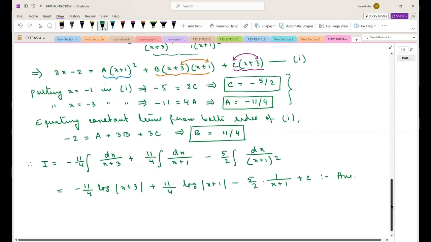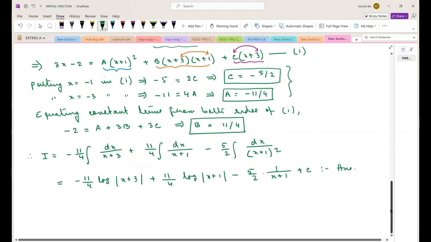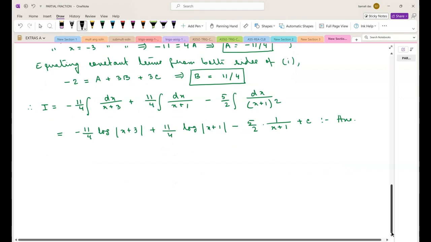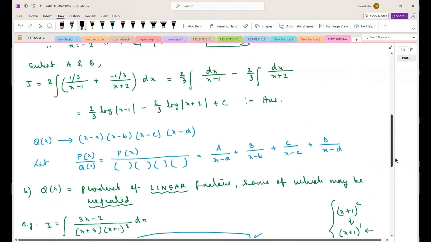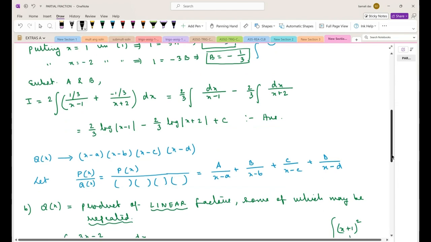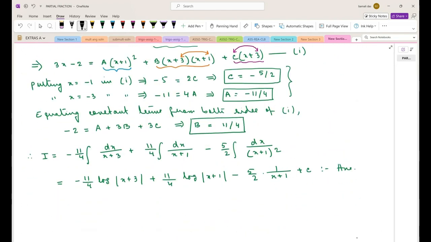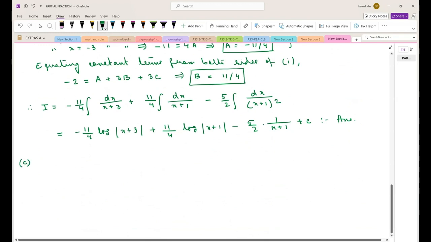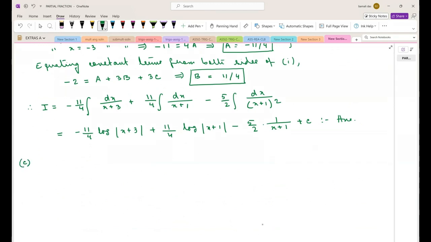So these are the first two types. Next we will go to the third type, that is C. Just let me check what color I was using. Oh, okay. A, B, C, green. So the next type is C. Now the third type, C.